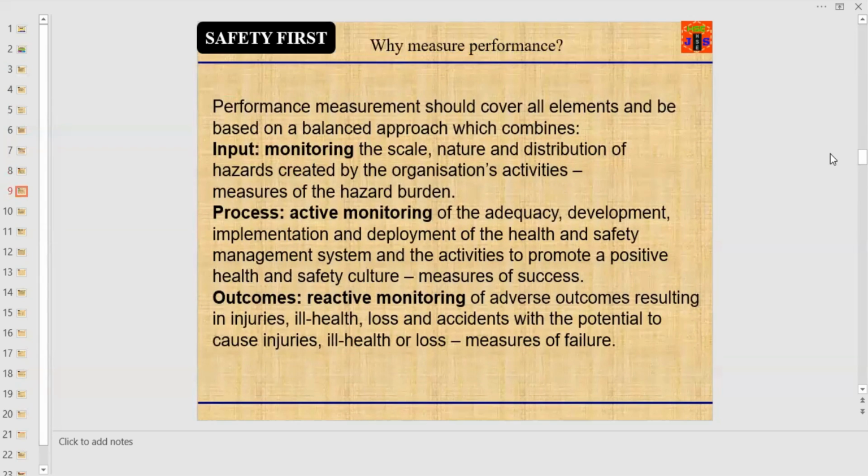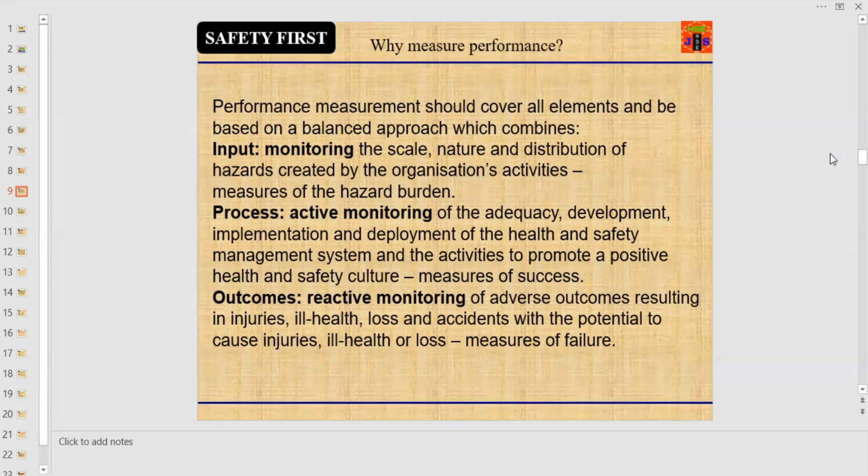Dear friends and fellows, performance measurement should cover all elements and be based on a balanced approach which combines input, monitoring the scale, nature, and distribution of hazards created by the organization's activities, measures of the hazards burden; process, active monitoring of the adequacy, development, implementation, and deployment of the health and safety management system, and the activities to promote a positive health and safety culture; measures of success in the process section.